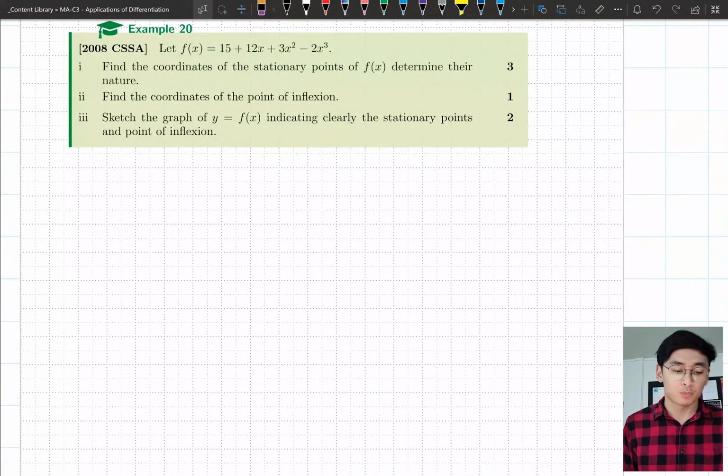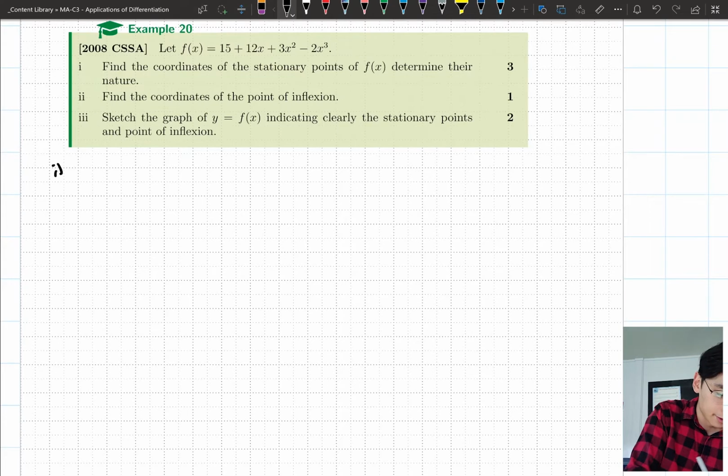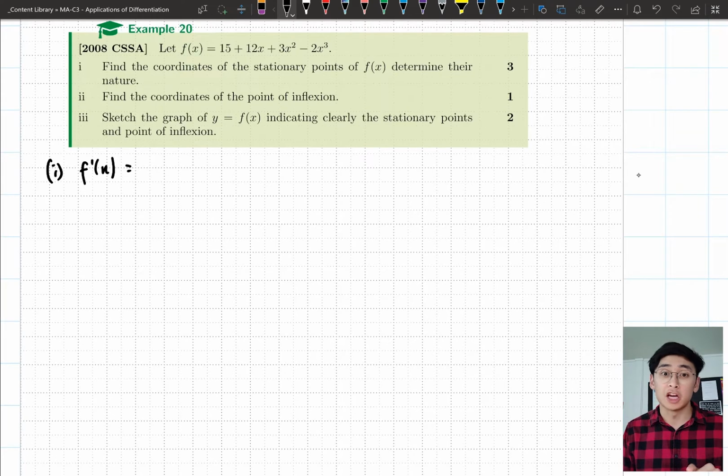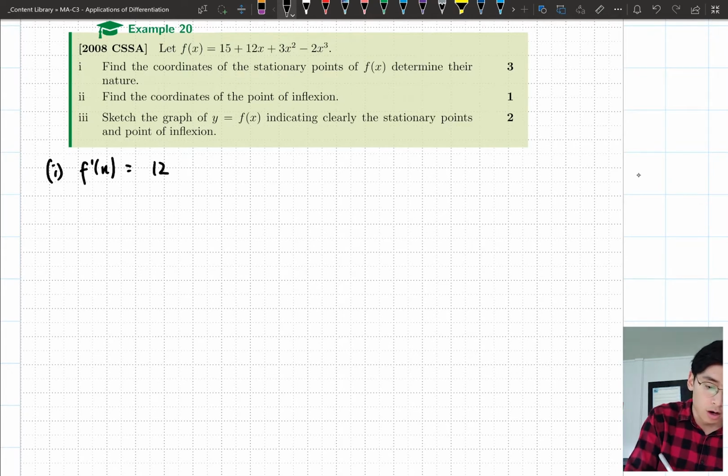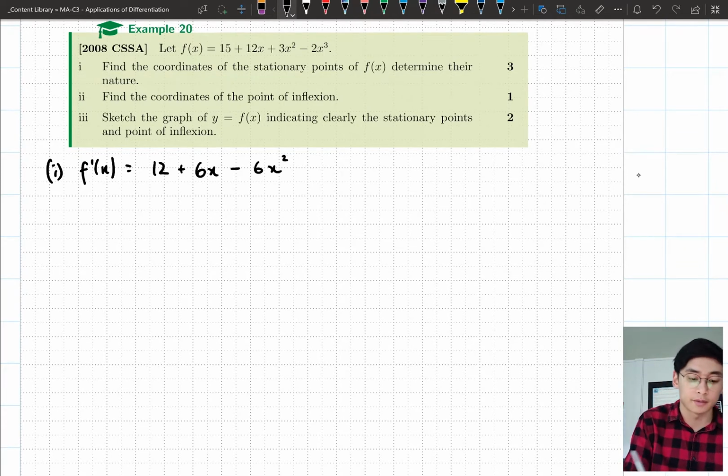So part I. Find the coordinates of the stationary points of f of x and determine their nature. So, as we've done in the last couple of lessons, how do we determine stationary points? Well, we've got to differentiate our function. So part I, f dash x is equal to. Now when I differentiate my function, I'm just going to go through each term and do my derivative thing. So 15 disappears, it's a constant. When we differentiate, it becomes 0. 12x becomes 12, plus 3x squared becomes 6x, minus 6x squared.